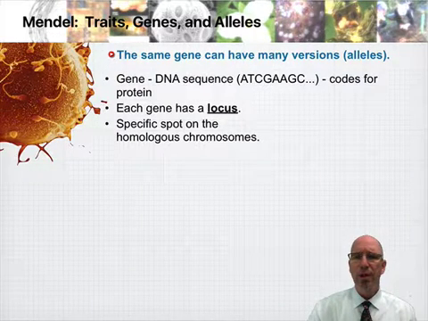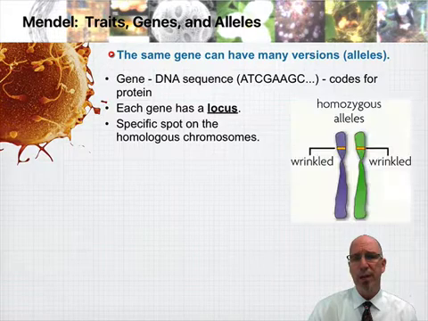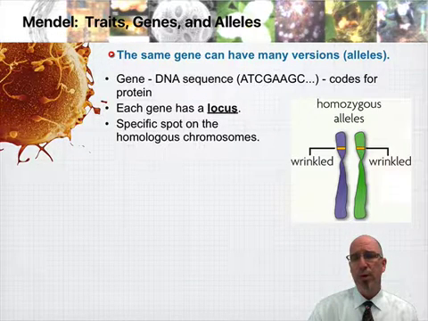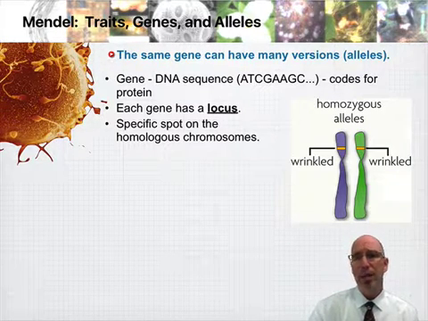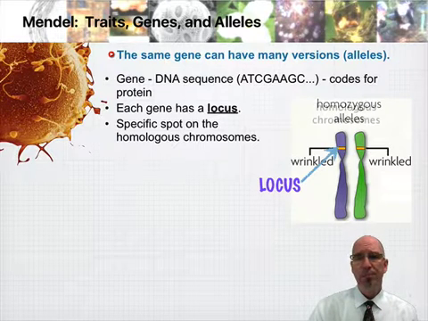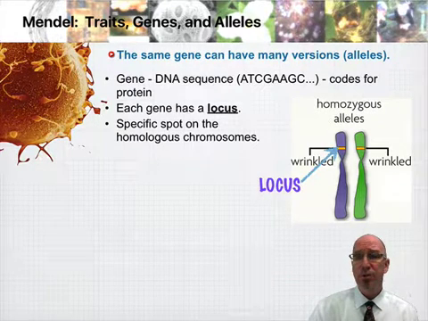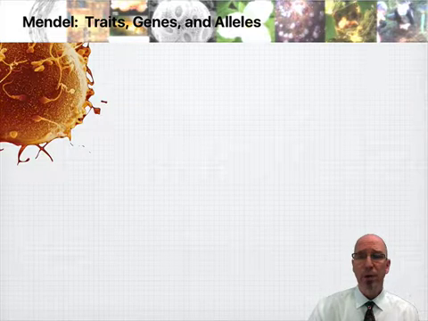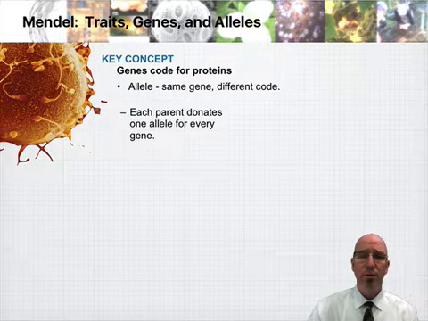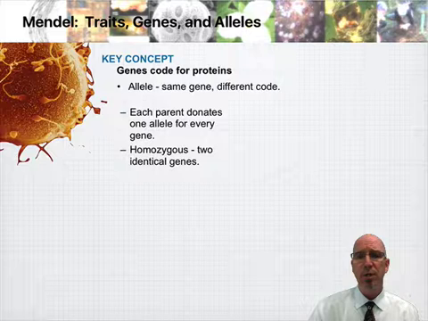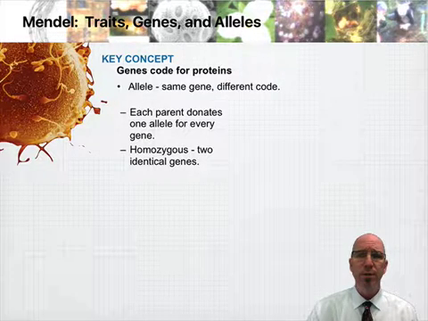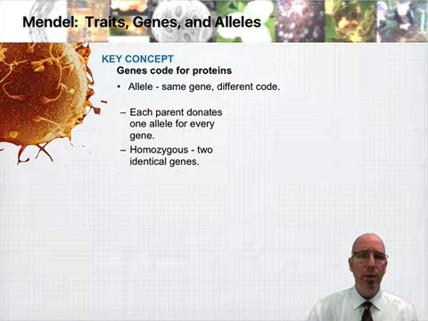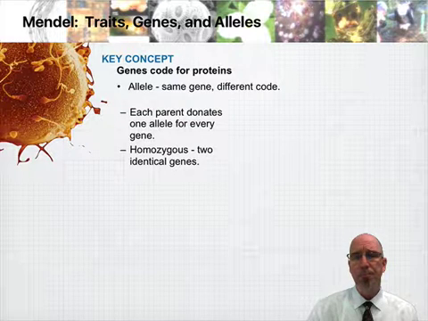Every gene is located on a chromosome, on a specific spot on a chromosome, and you call that a locus, like location. It's very specific. The location, the locus, is very specific. So an allele is the same gene, different codes. Each parent donates one allele for every particular gene.